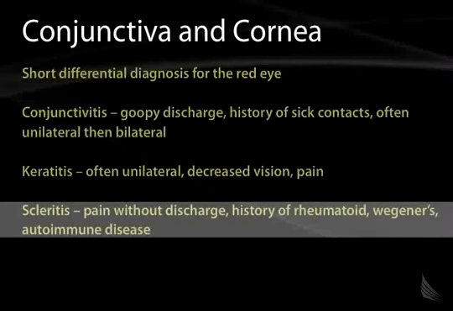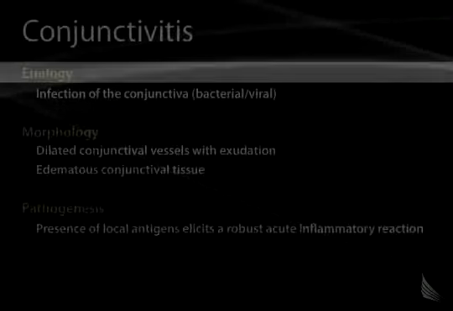Scleritis is inflammation of the underlying sclera, and since the conjunctiva is clear, you can see increased inflammation from the enlarged blood vessels, and it'll show up as a red eye. Usually it's painful, and it doesn't have discharge. You should have a history of other autoimmune diseases such as rheumatoid arthritis, or Wegener's, or lupus.